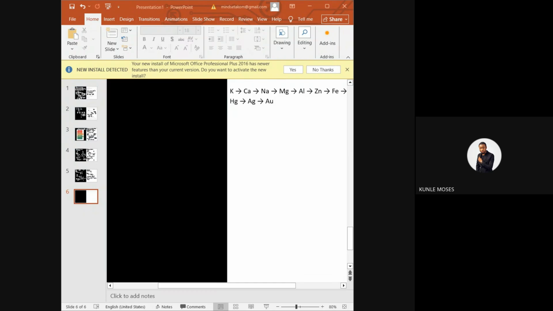Which of the following is endothermic? A. Combustion of methane. B. A neutralization reaction. C. Dissolving ammonium chloride in water. D. Respiration.